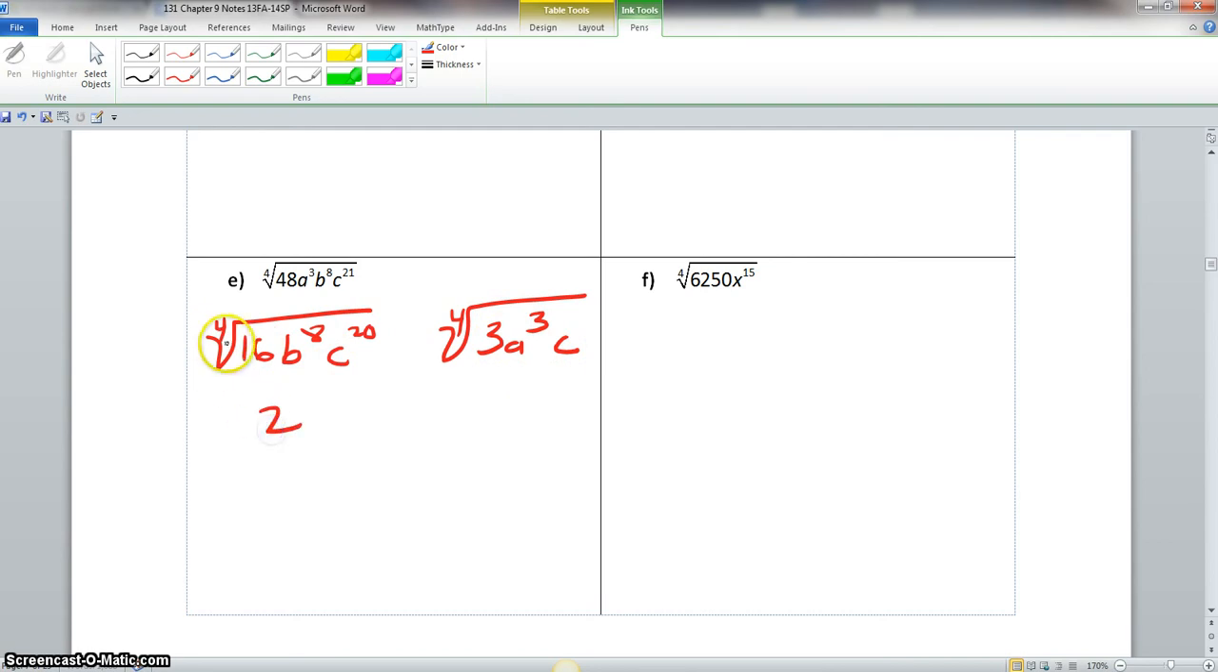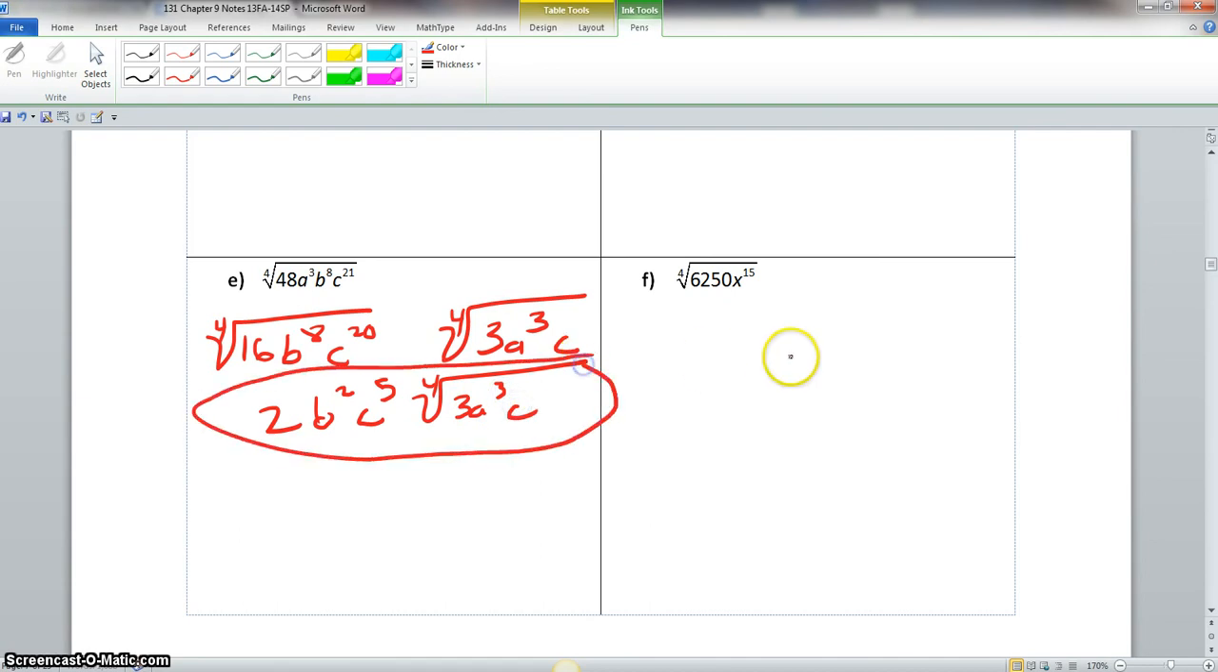Fourth root of 16 is 2. Fourth root of b to the 8th is b squared. The fourth root of c to the 20th is c to the 5th. And it'll be the fourth root of 3a cubed c. And that will be your final answer. Now, we come here to F. We do the same thing. The fourth root, the fourth root.